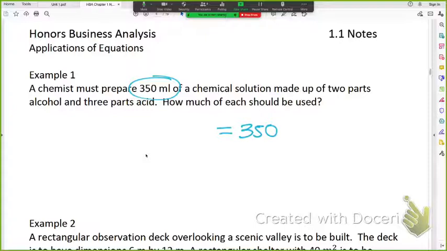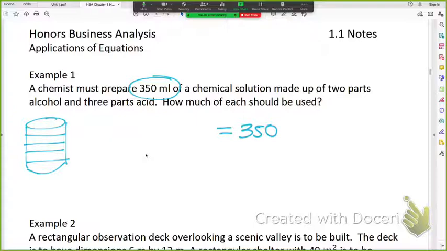All right, so when I'm thinking through a question like this, 2 parts alcohol, 3 parts acid, how many parts total? 5. Okay, so that means if I'm thinking that I have a chemical solution, you'll love my little drawings here. It's made up of 5 parts. 2 of them are alcohol, 3 of them are acid, 5 parts total. When it says it's split like this, 2 parts and 3 parts, it's implied that they are equal parts.